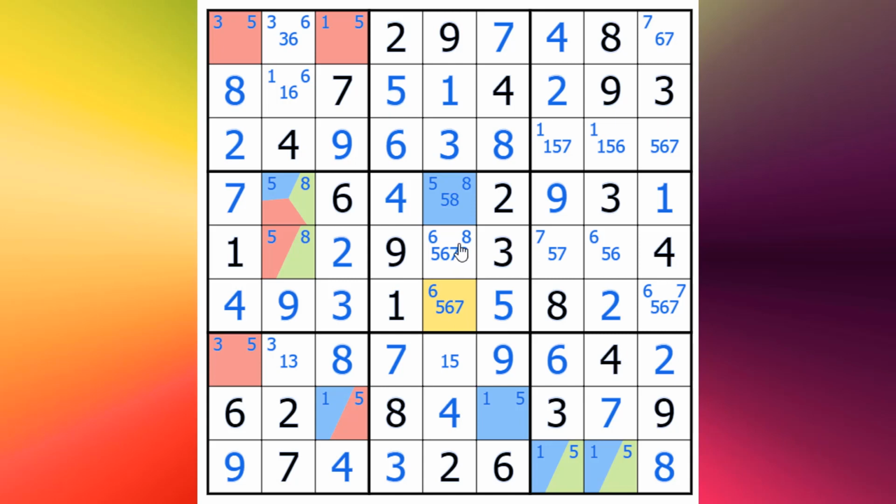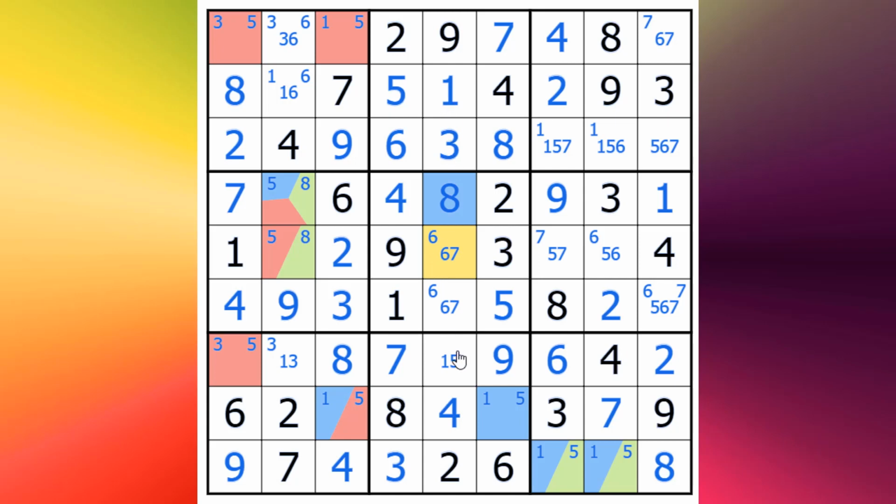Which gets rid of the 5s here, here, and here. And you notice therefore that that one there has to be the 8. Gets rid of the 8 here. And we now have a 6, 7, 6, 7, which is what we expect there. It's just a conjugate pair.